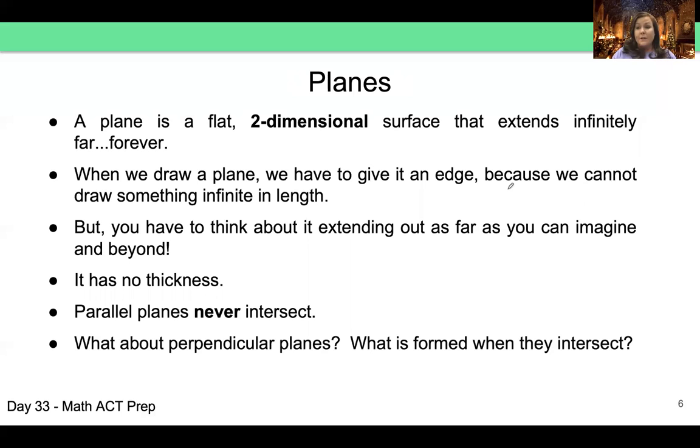Now, perpendicular planes, that would be like two walls that intersect in a corner, or where the wall intersects the ceiling, or the ceiling or the floor. Okay, and when they're perpendicular, what angle is it going to be? 90 degrees, right angle.